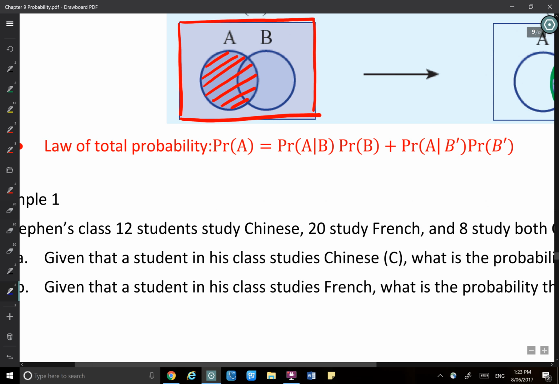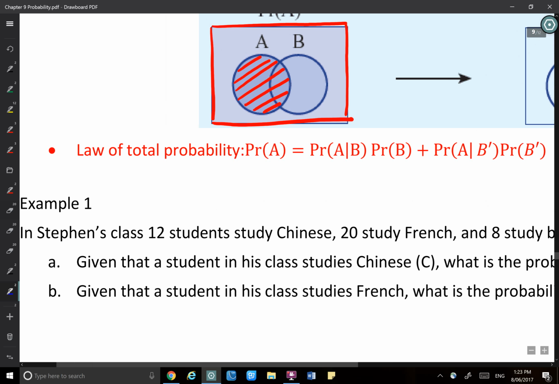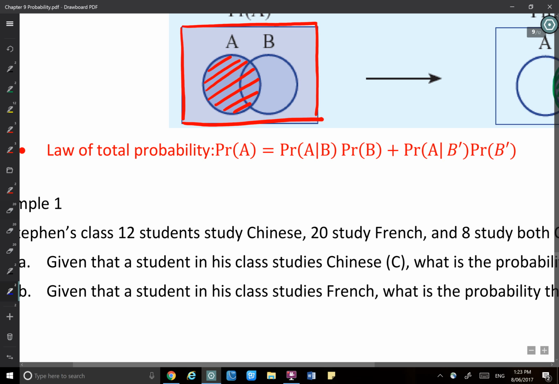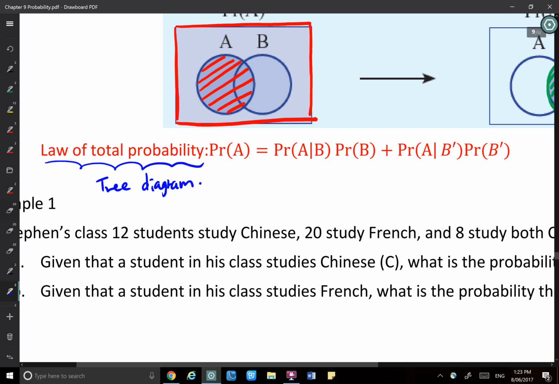Okay, and there's a formula. This formula is called the law of total probability. I can say that can be easily done by tree diagram, but it's better to know this law. It's basically a tree diagram.